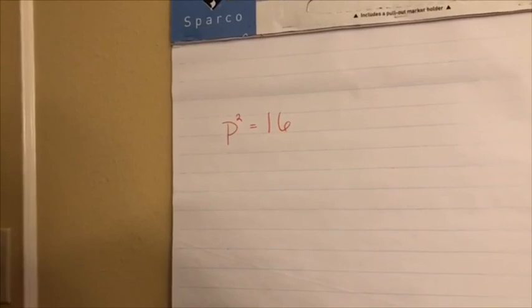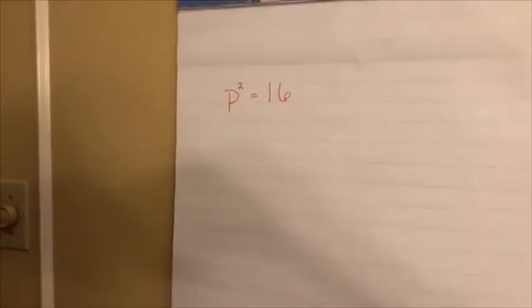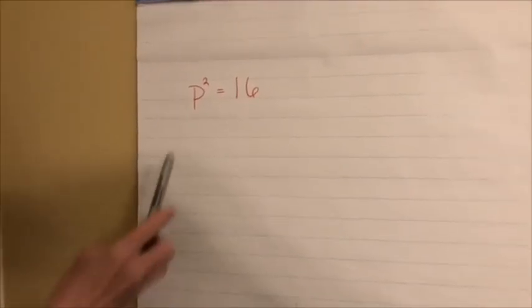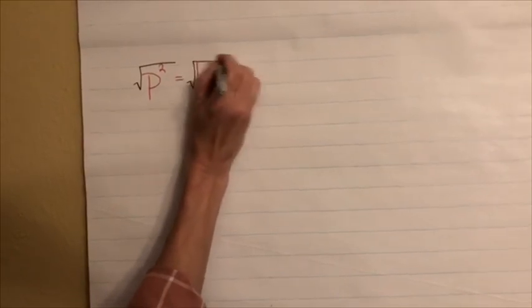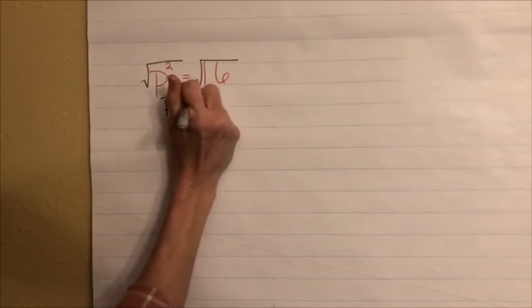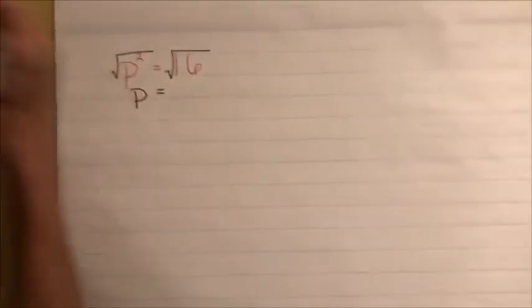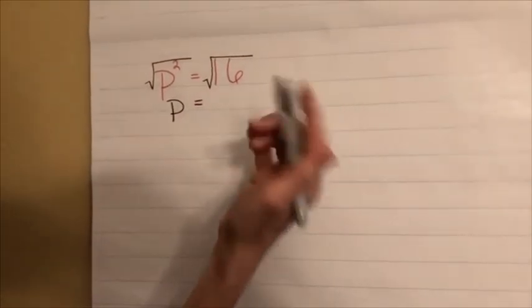Okay, so lesson 96 is about the difference of two squares. So we've actually already discussed this, that if you have something like this, then you find the solution by taking the square root of both sides. Because the square root of p squared is p. Now, we know that the square root of 16 is 4, right? Yes, we do.